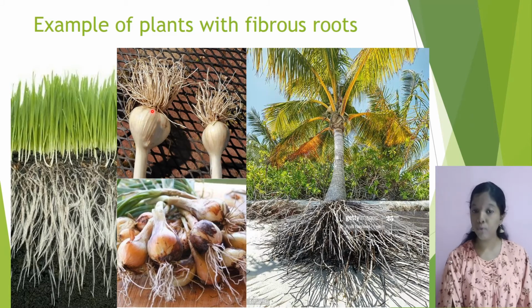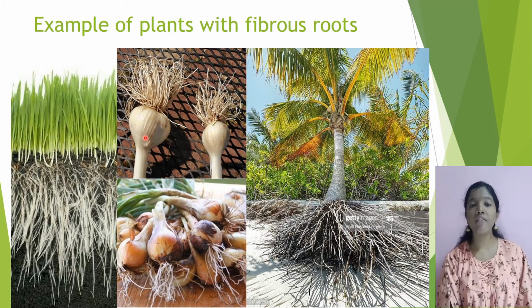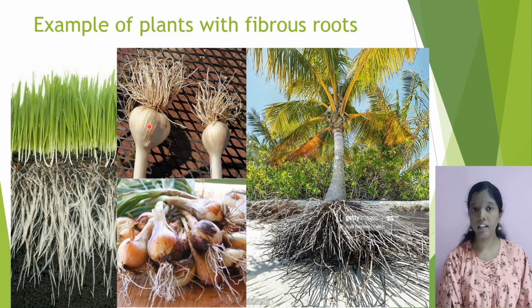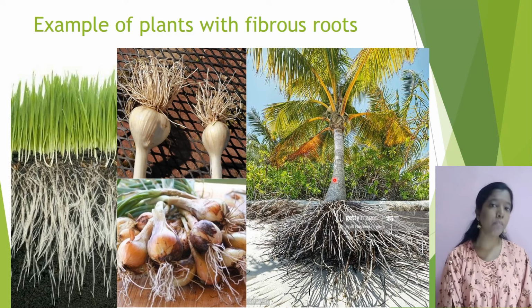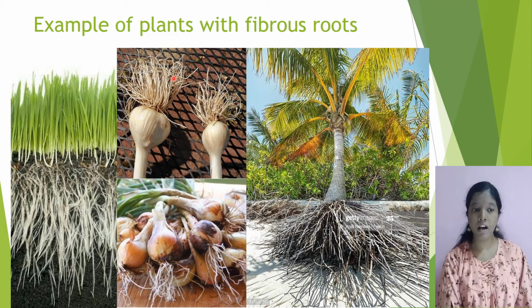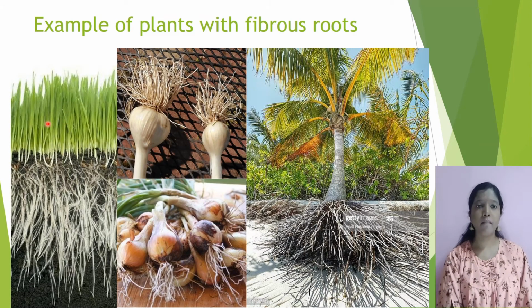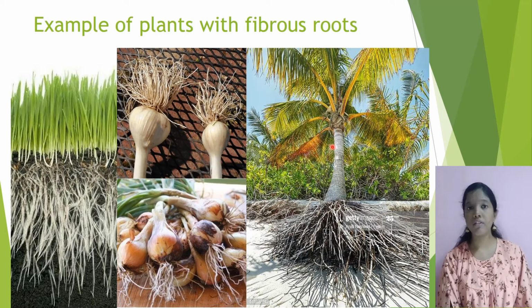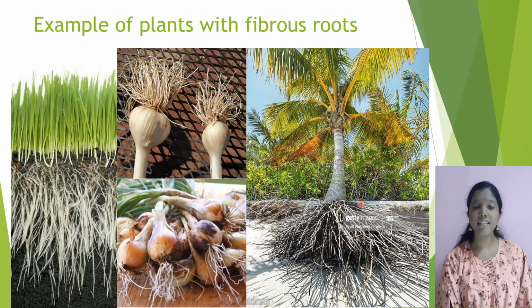Next examples of plants that have fibrous roots are onion and garlic. So onion here and garlic here. And the next is coconut tree. Now I said mostly short plants like grasses have fibrous roots. But if you look over here, this is the coconut tree, and we all know coconut trees are very tall trees, but still they have fibrous roots.